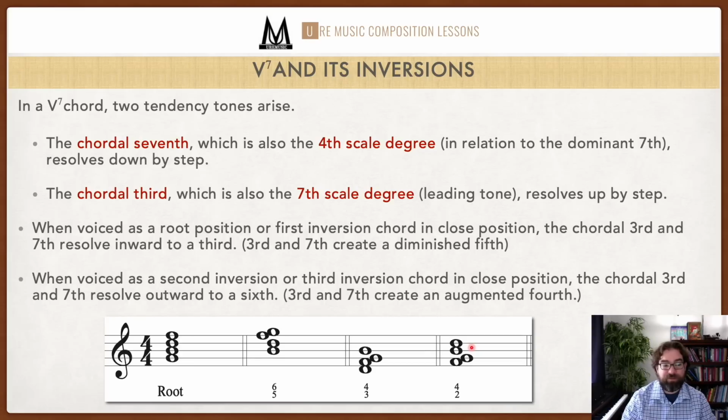When we voice these as a root position or a first inversion chord in close position, the chordal 3rd and the 7th will resolve inward to a 3rd. So here, this B and this F, they're going to come in. So if I were to play that, there's your 5/7 chord in the key of C. The 7th comes down to E, and the leading tone, or the 3rd of the chord, comes up to C. So what you end up with is this. There's your 5/7 and it resolves to a 1 chord.